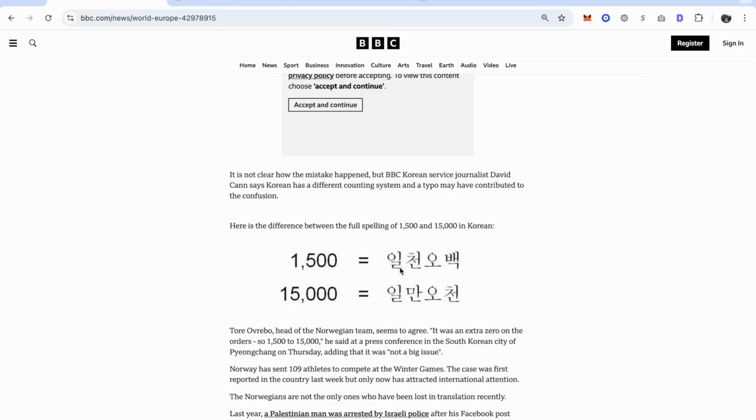1,500 in Korean is ilchonobik. So Koreans, please excuse my pronunciation, but I'll try to explain what I think went wrong here, and you can let me know if you agree or not. So 1,500 is ilchonobik, and 15,000 is ilmano chun.